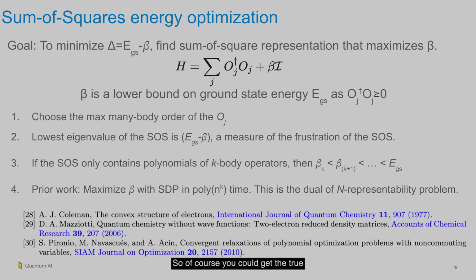So of course you could get the true ground state energy if you were to choose k to be the size of your system. N to the n time is pretty bad. So that's the price you pay. You can find a sum of squares representation. You can define a sum of squares representation that would be really good, but you can't actually compute it.